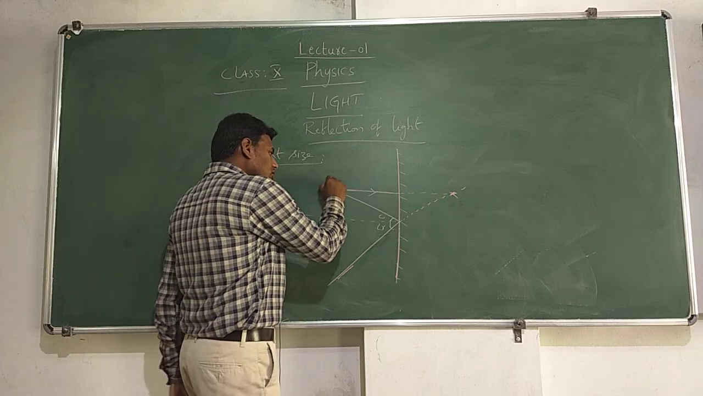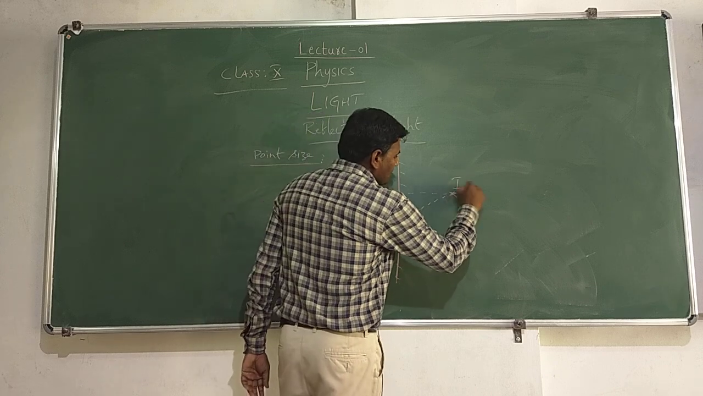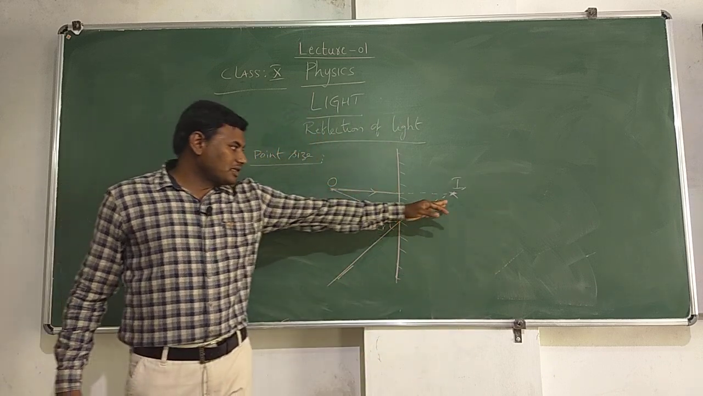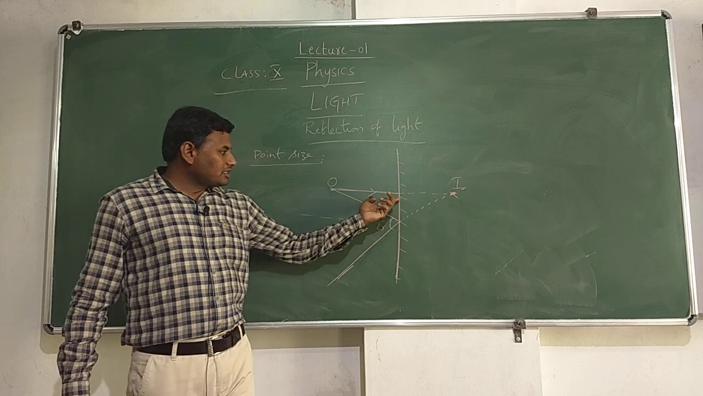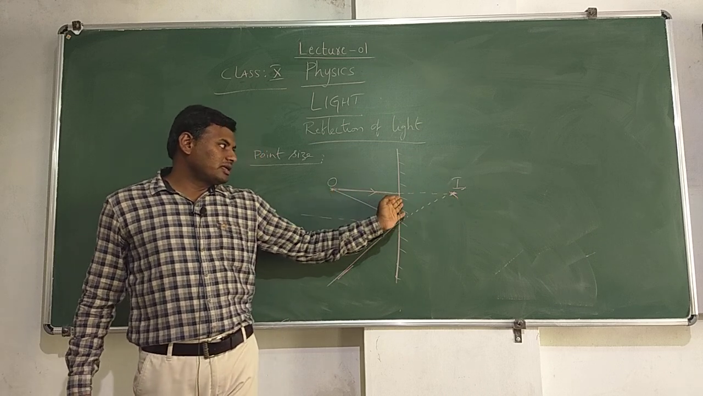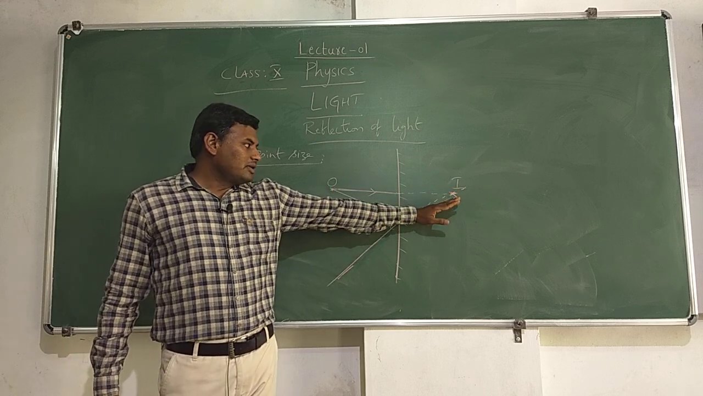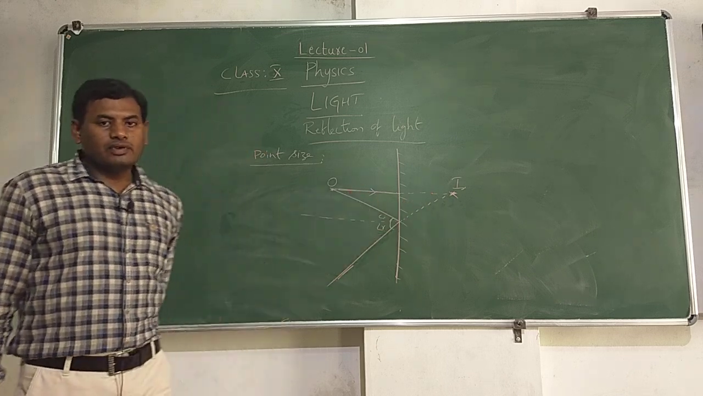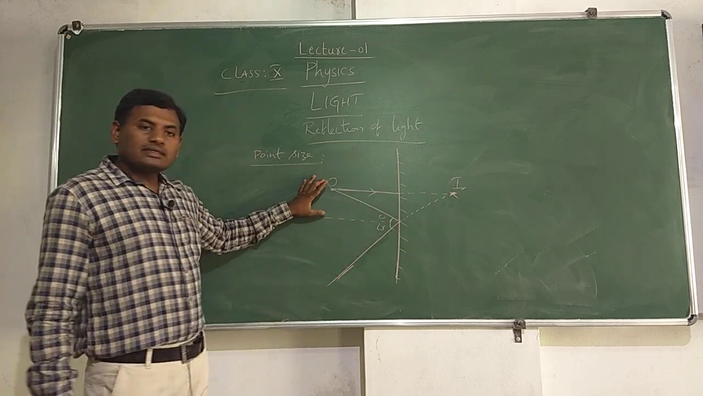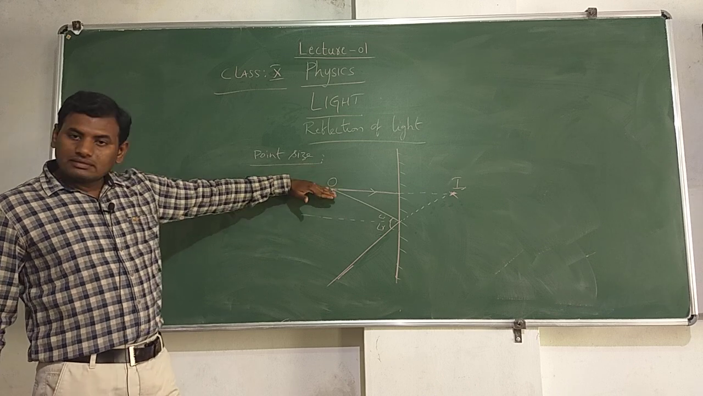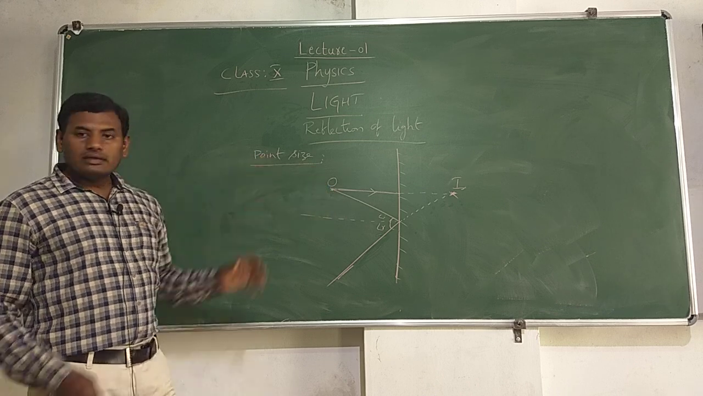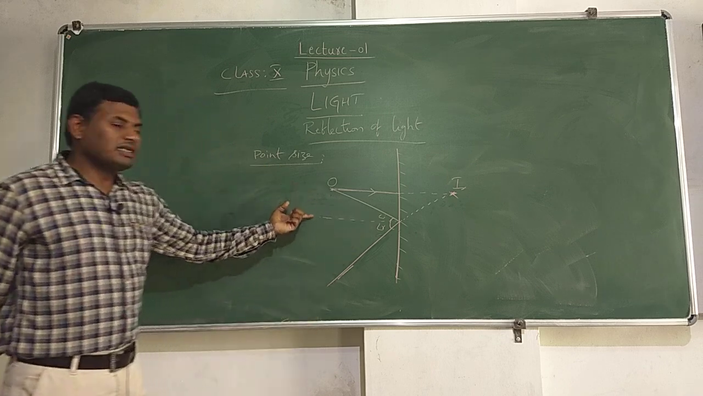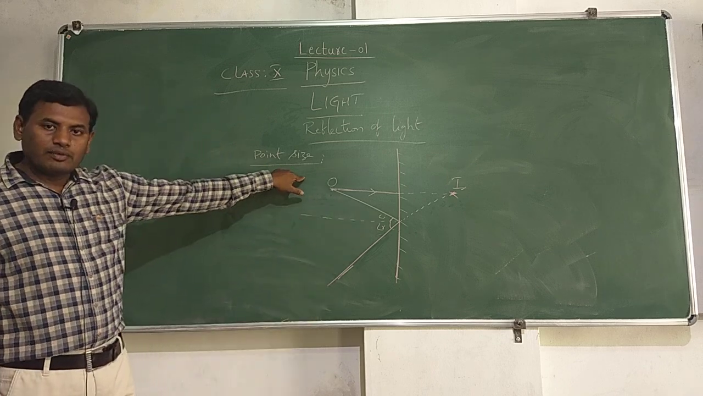So, if we consider this as object O, this will be image I. Now, from this we can say that the size of the object is point sized, the image size is also point sized, and the distance between the mirror and the object is equal to the distance between the mirror and the image, and the only difference is laterally inverted images will be formed. So, let us see the image formation of an object which has certain length. This is image formation in a plane mirror for a point sized object.